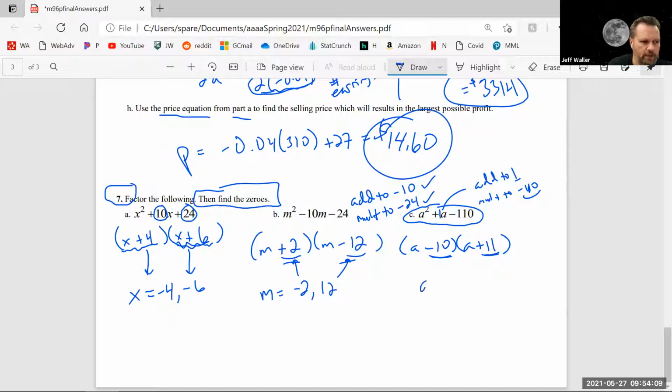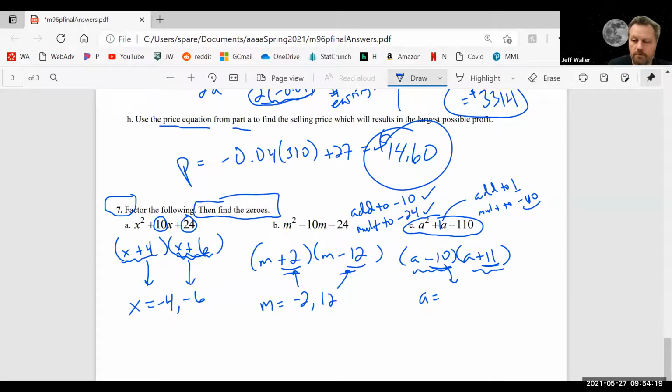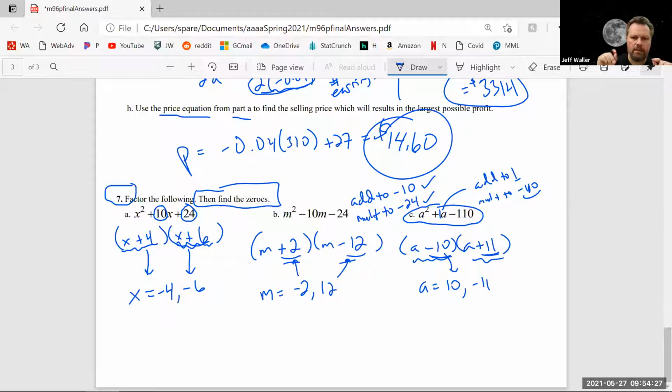And finally, this should be pretty quick now. I thought it would be quick. +10, -11. Yep. There you go. So those are the values that would make that become 0.